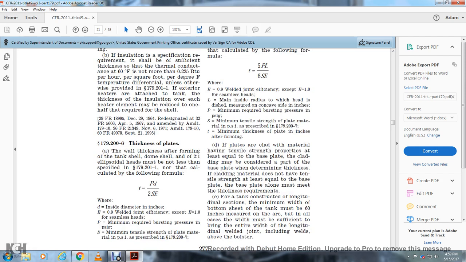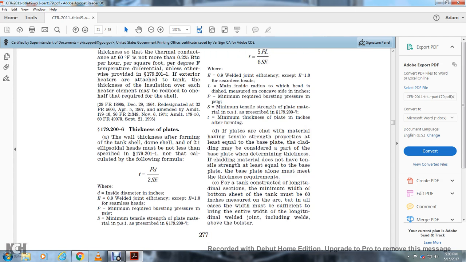If the plates are clad material having tensile strength properties at least equal to the base plate, the cladding may be considered part of the base plate when determining thickness. If the cladding material does not have tensile strength at least equal to the base plate, the base plate alone must meet the thickness requirements.